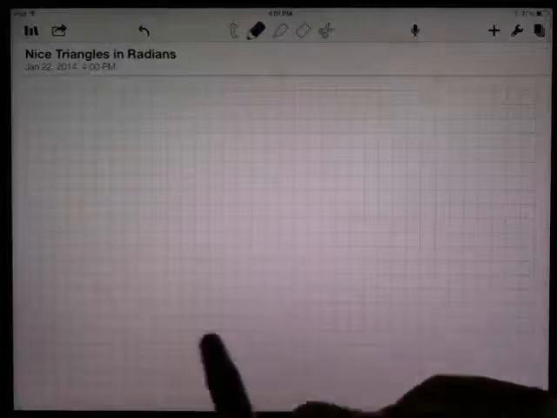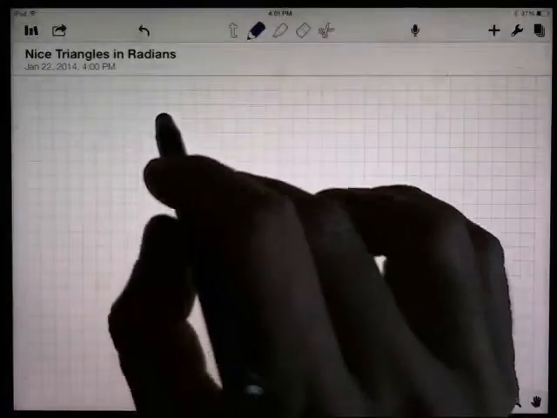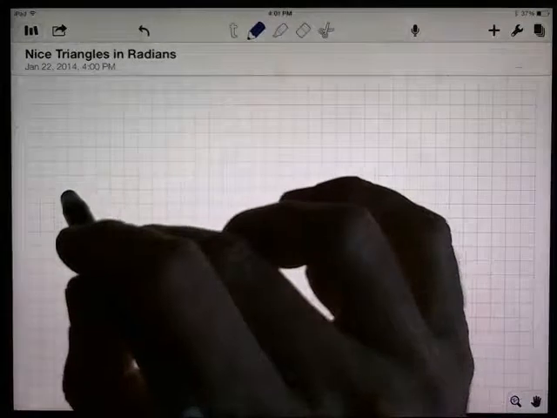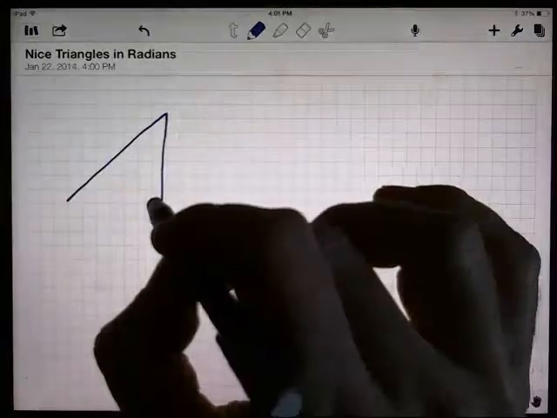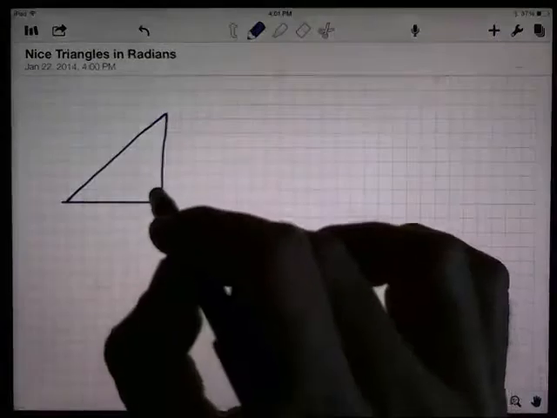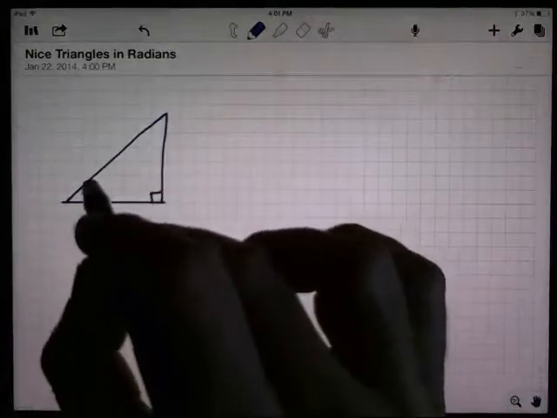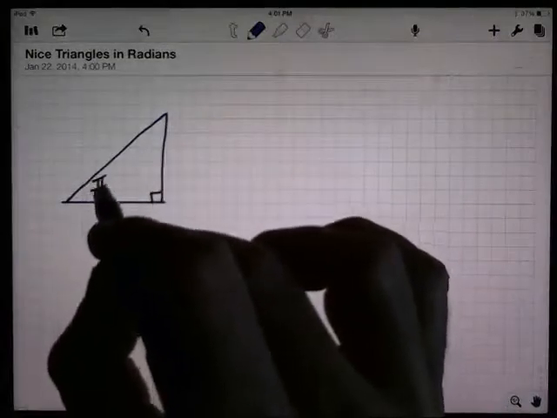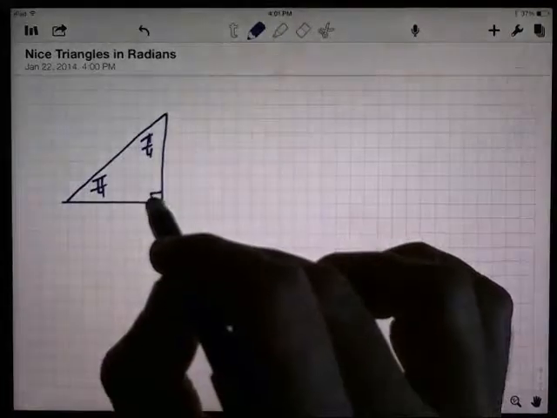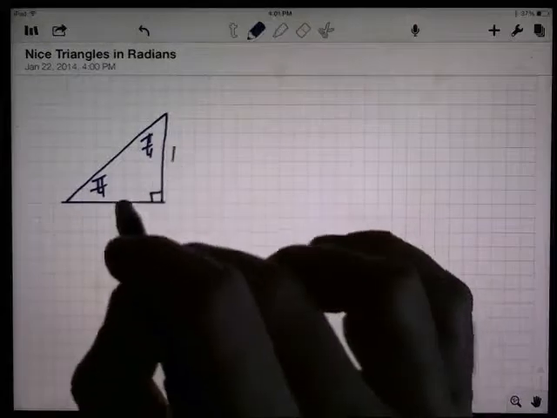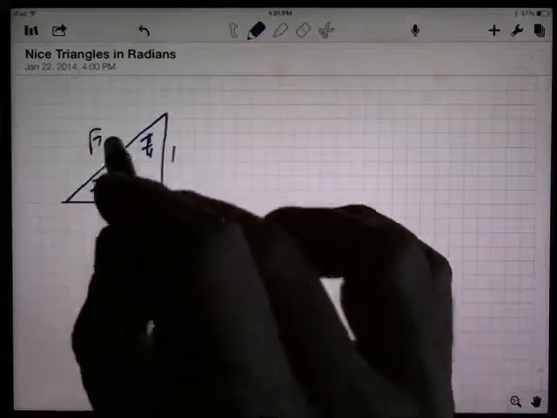Here's a quick look at the nice triangles again now that we have the notion of radians. Remember we had the 45-45 right triangle, but if we do this in radians now, a 45-degree angle is pi over 4 radians, and the right angle would be pi over 2 radians. So still, side lengths 1, 1 and the square root of 2.